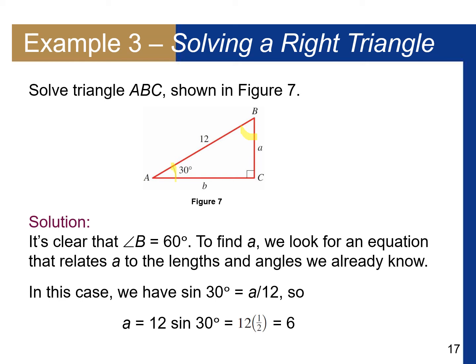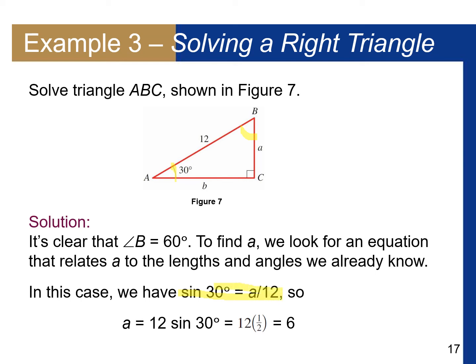So if I solve for A, I know that A is 12 sine of 30, and that would be 12 times 1/2, which is 6. So again, we know sine of 30 degrees is equal to A divided by 12.